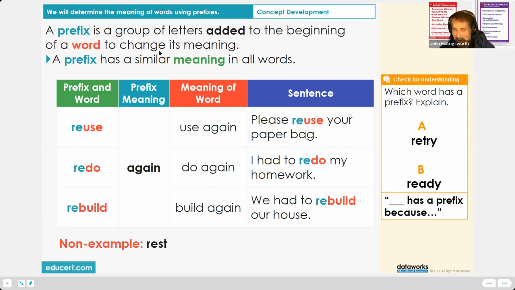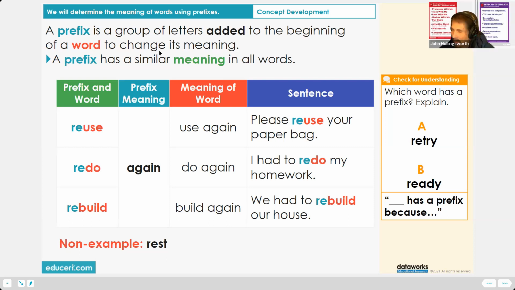Okay, let's let the other partner explain. Vanessa, are you there? Yes, I am. Can you call a teacher right now? Okay. Martha, can you please explain which word has a prefix and why? I chose A because A has a prefix because it is doing something again.